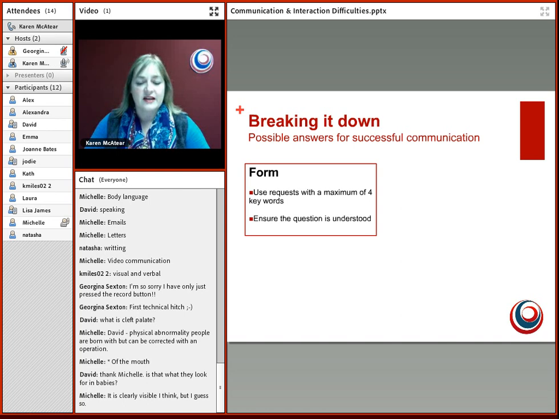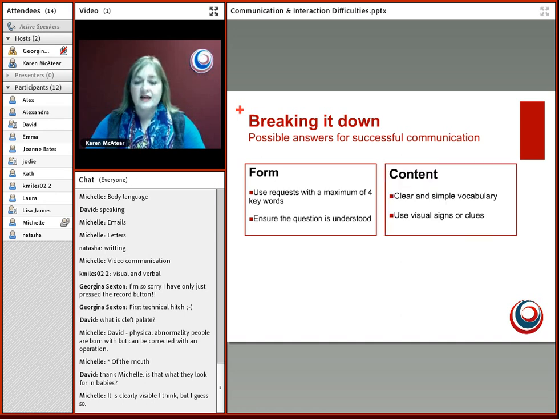And make sure that they are the key words. And then you understand that the question has been understood or the request has been understood. So you make sure that that child that you're working with, so going back to my example of asking the boy to get the book from the library, does he know where the library is? Is there any way of helping him to know where the library is? Make sure that he knows what you want him to do and you keep that request to a maximum of 4 keywords. Just the form, and then the content.